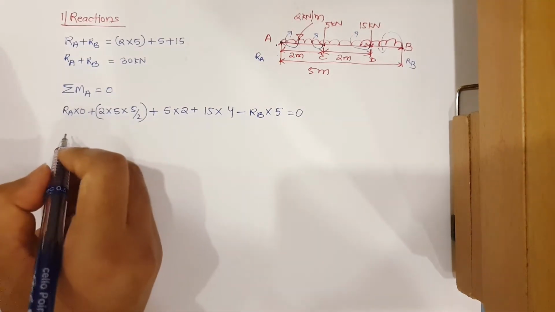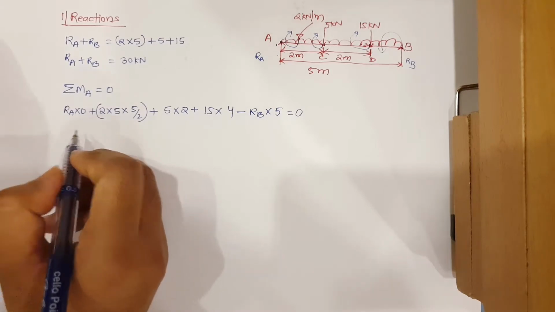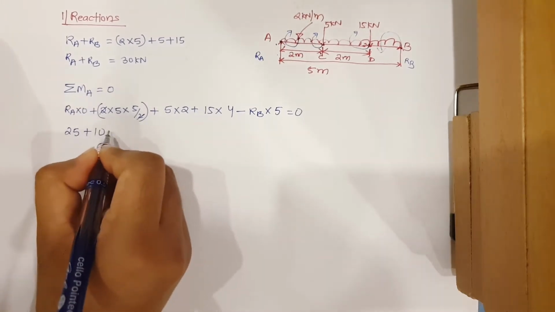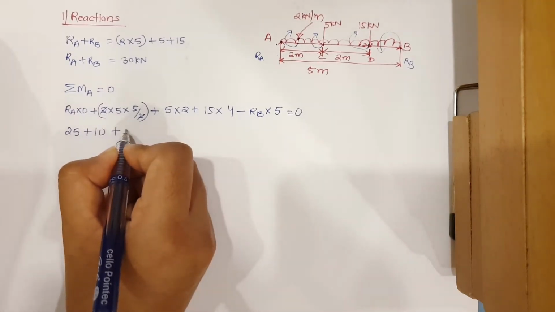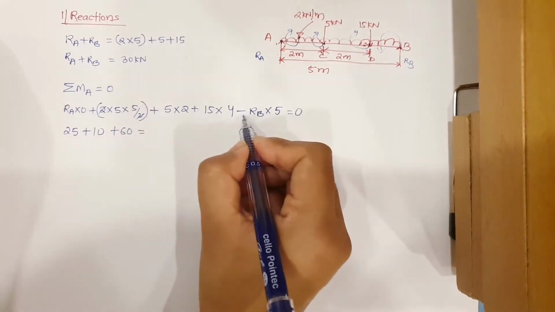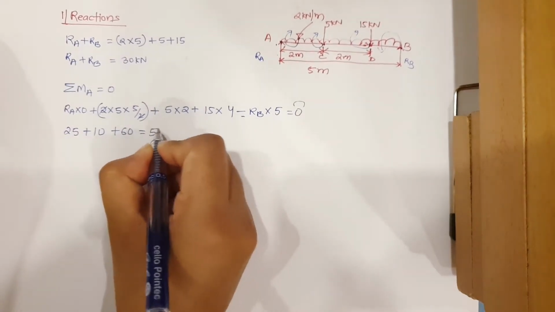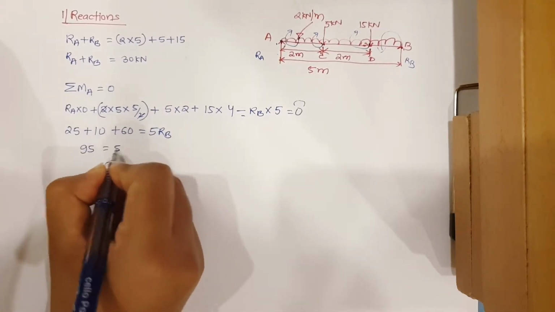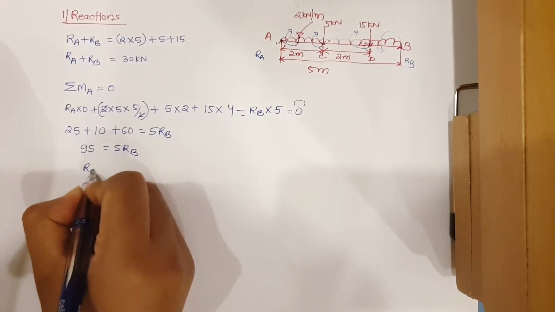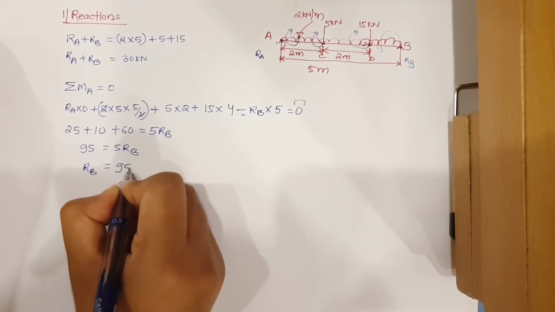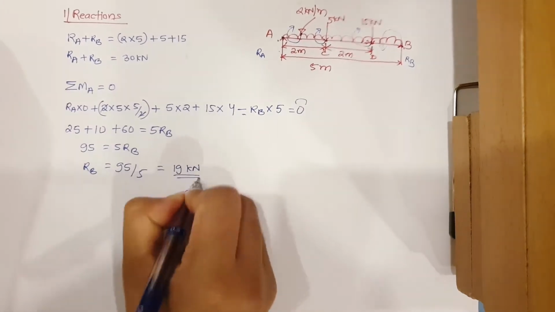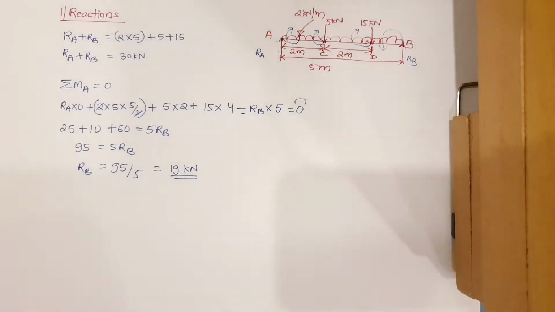So from here if we solve it, 2 and 2 cancel, 5 5 is 25, plus 5 into 2 is 10, plus 5 into 4, it will come equal to 60. Now I'll take the minus to the other side, so it will be plus 5 RB. If I add up all this, I'll get 95 equals 5 RB. So from here RB will be equal to 95 divided by 5 equals 19 kilonewton. So this is the force at B.